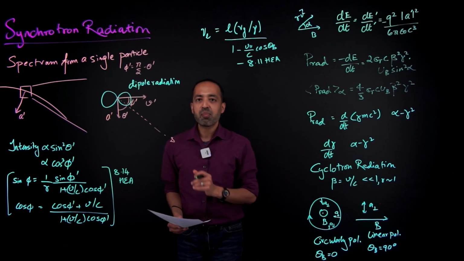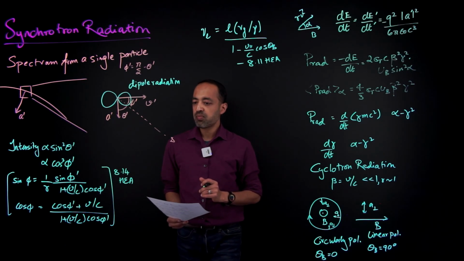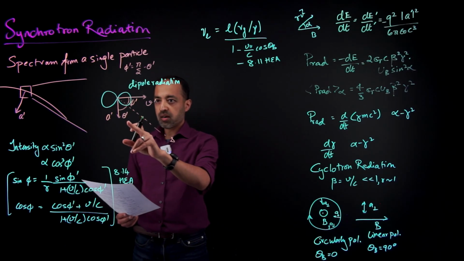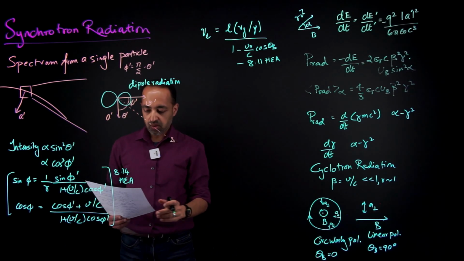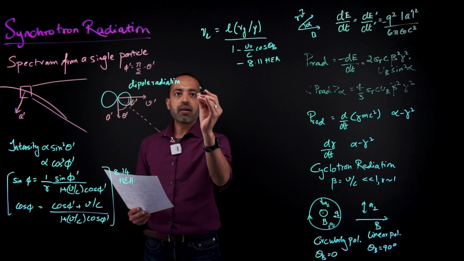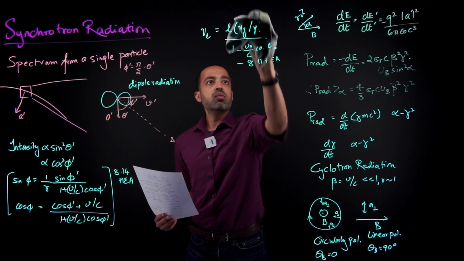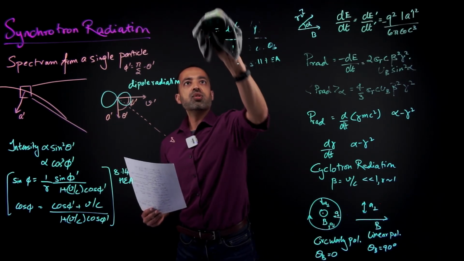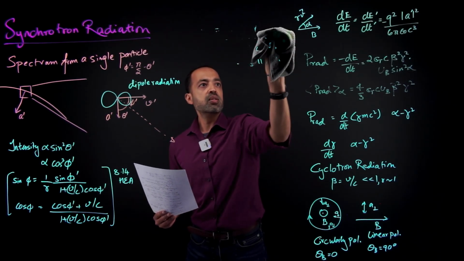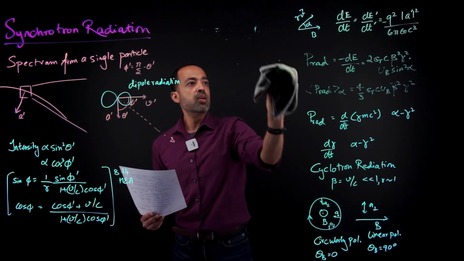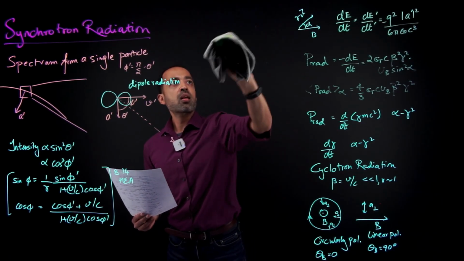So to see what happens in the lab frame, let us consider the case where we are looking at an angle that corresponds to a rest frame angle. I'm just going to remove this up here to avoid confusion with our discussion of the spectrum, because what I'm erasing pertains to cyclotron radiation.